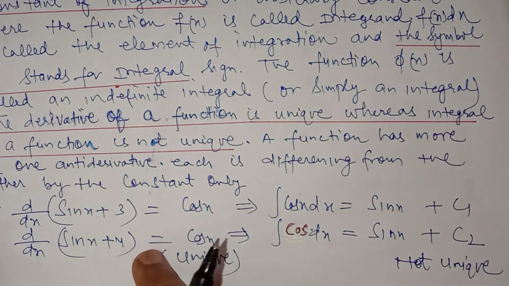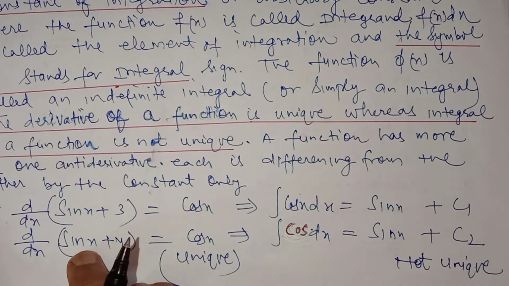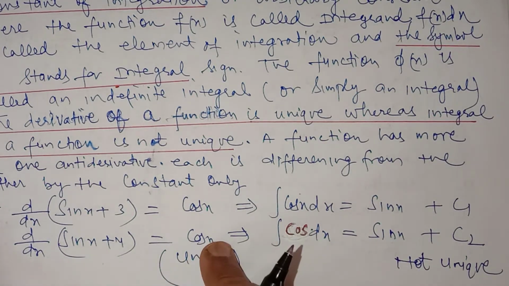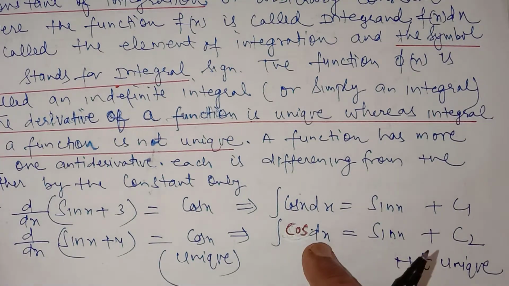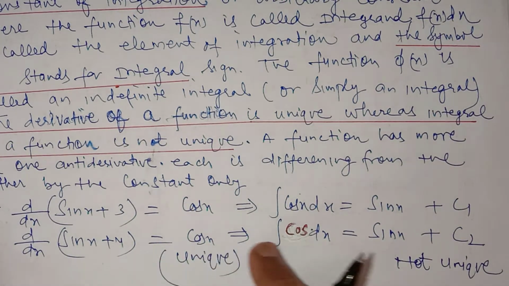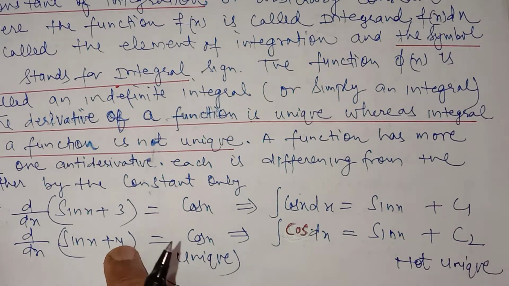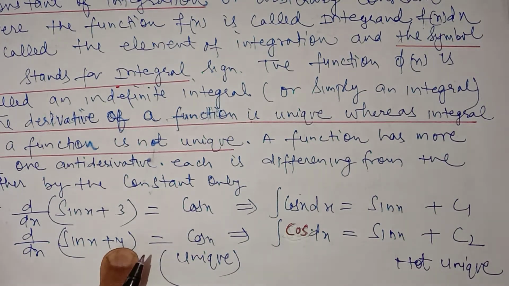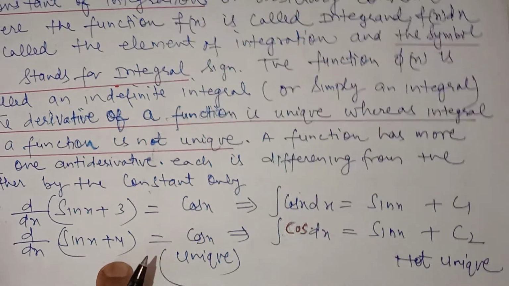That is why, similarly in this example, if I find the derivative of sin x plus 4, I'm getting cos x. If I find the integration of cos x, I should obtain this sin x plus 4, which I'm not getting. So that is why I'm putting this value C2 for this constant 4, which is not unique, or which I'm not getting exactly what is there in this example.